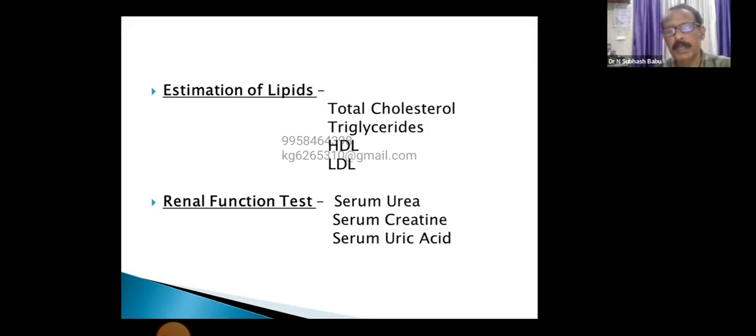Serum uric acid is a factor which causes metabolic arthropathy or crystal arthropathy, and serum urea and creatinine are directly concerned with kidney diseases. So that is very important. If you suspect some patients with kidney disease, you have to look into serum urea, creatinine, and uric acid. Together, we will call it renal function test.